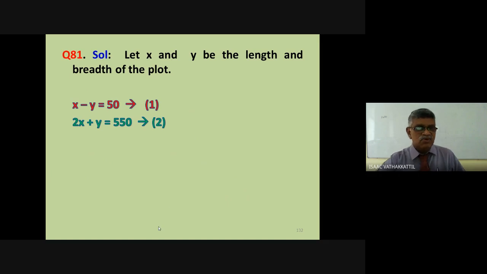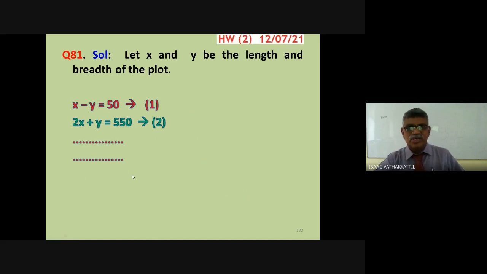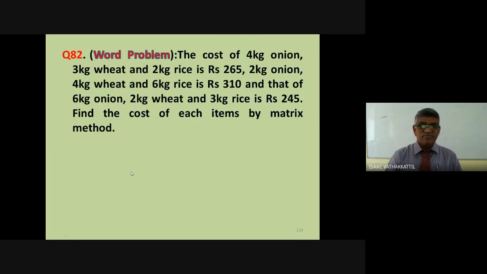We can rewrite these equations as AX equal to B, where A and B are matrices. X is the column of variables x and y. You can solve using the matrix method. All this I am leaving as homework, you have to do it. Let me pick up one more.